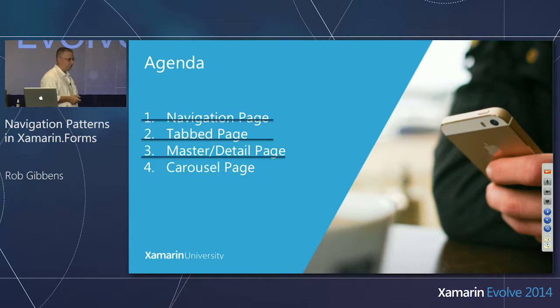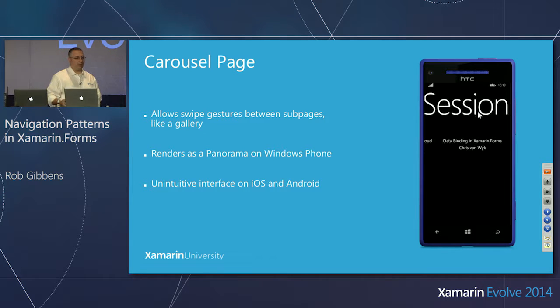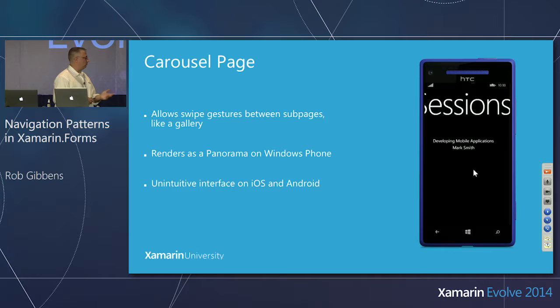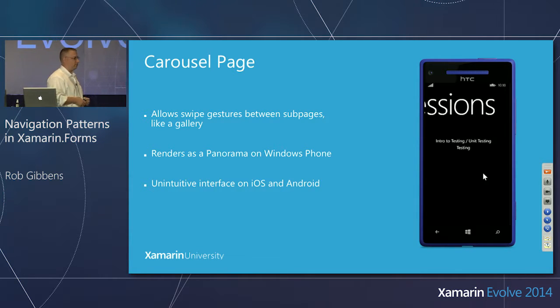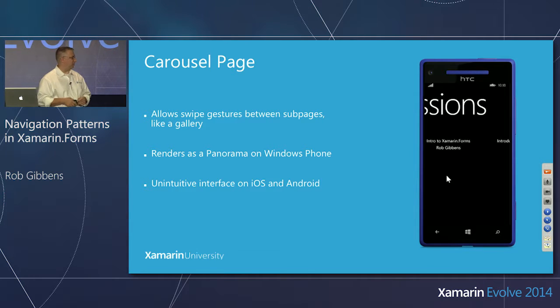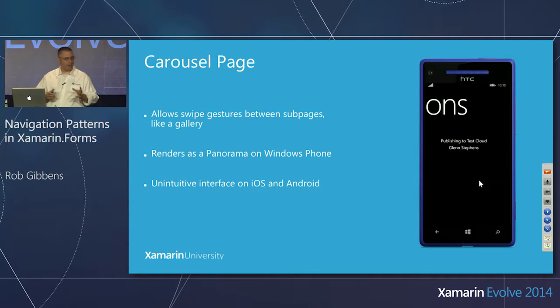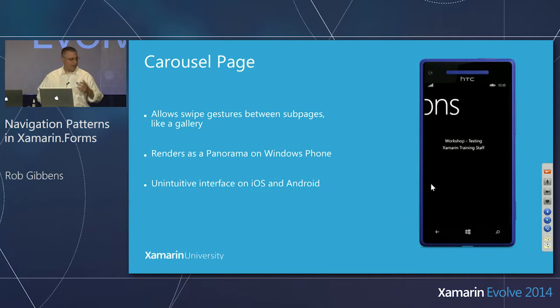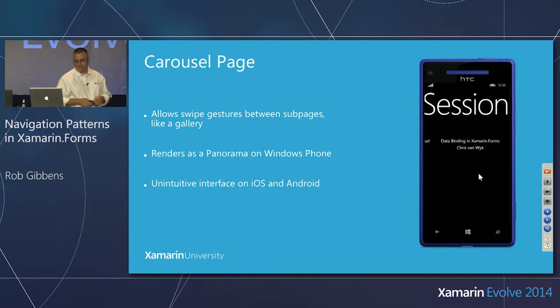All right, so we've now seen 3 different ways to organize your content in your app. We're going to look at our final navigation pattern here, which is the carousel page. The carousel page allows a user to swipe left and right to navigate through pages of content. This is a common pattern for things like image galleries. You'll see this a lot on image galleries. I don't particularly think it works very well with just text, but images work very well. And because of Windows Phone's panorama control, which is built into Windows Phone, this is actually a great pattern on Windows Phone. You can see that here.